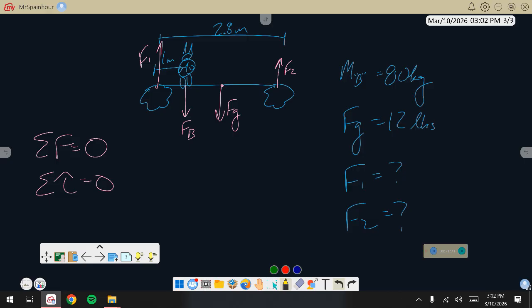But this is an equilibrium problem, which means not only are sum of forces equal to 0, but torque is also equal to 0. Okay. Now, in order to start a torque problem, you would need to calculate individual torques.